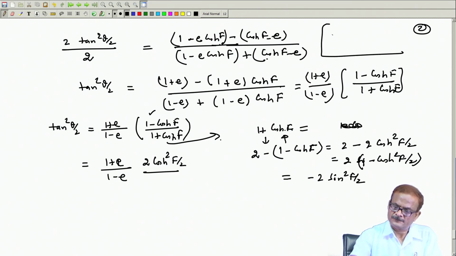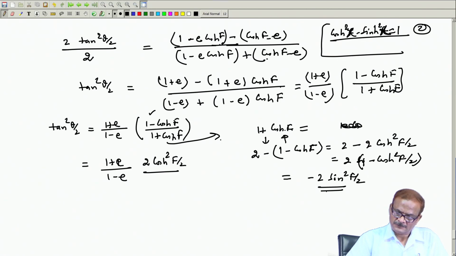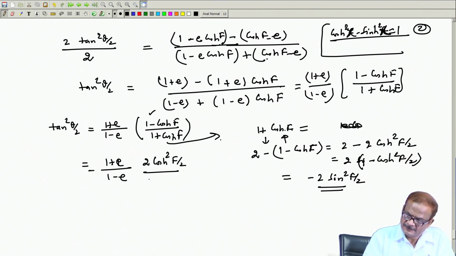Because we are using this expression, cos hyperbolic square x minus sin hyperbolic square x equal to 1, where x is any quantity. So, following that notation we get this expression. So, here we can write with a minus sign 2 sin hyperbolic square.